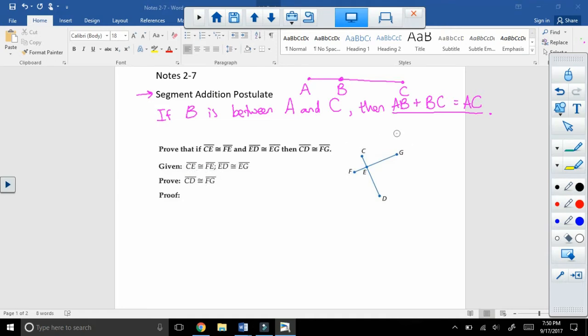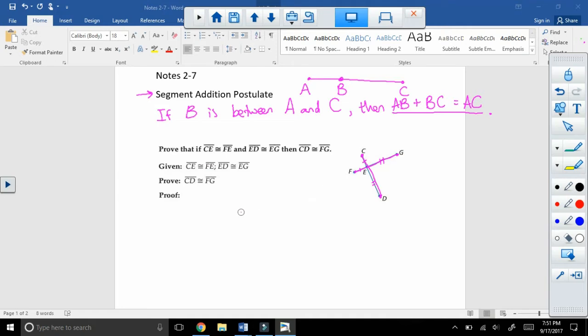It tells us that CE is congruent to FE, and it tells us that ED is congruent to EG, and it wants us to say why CD is congruent to FG. Well, this would make sense. If these two little parts are the same and those two big parts are the same, when you add them up, the entire lengths would be the same. That hopefully makes a lot of sense.